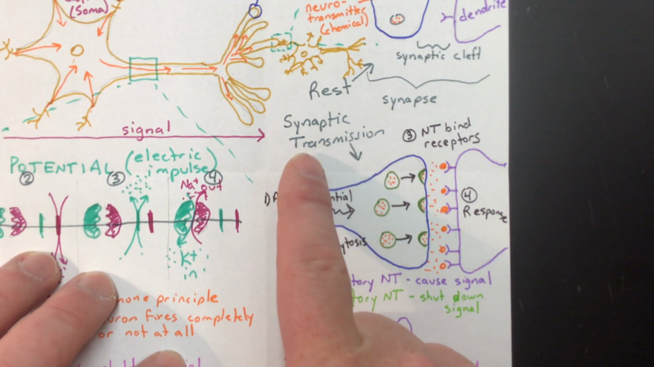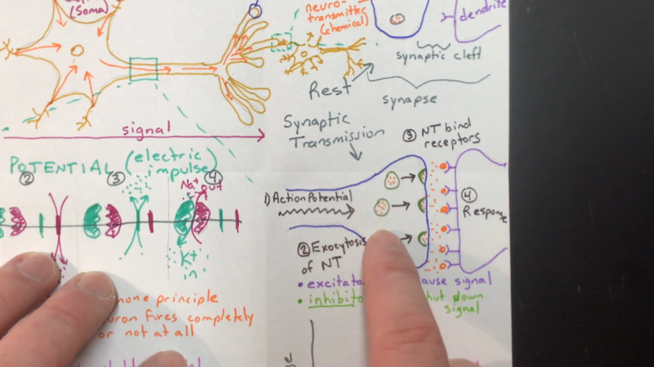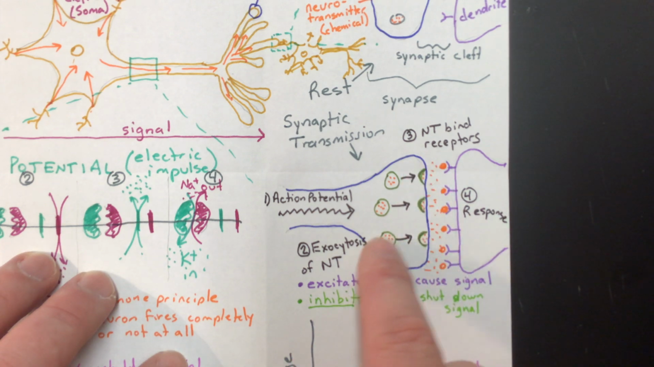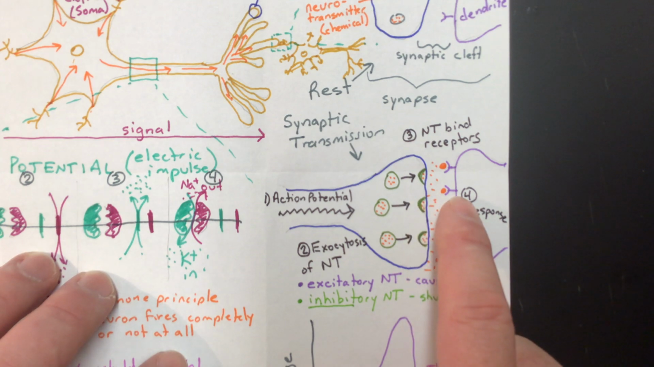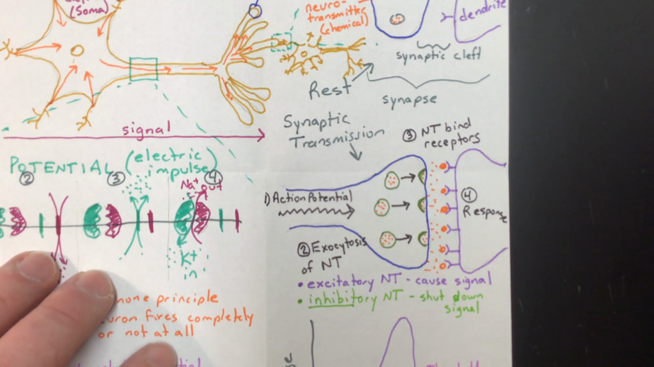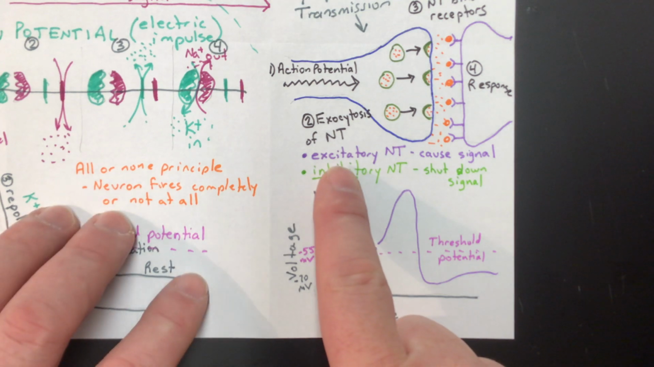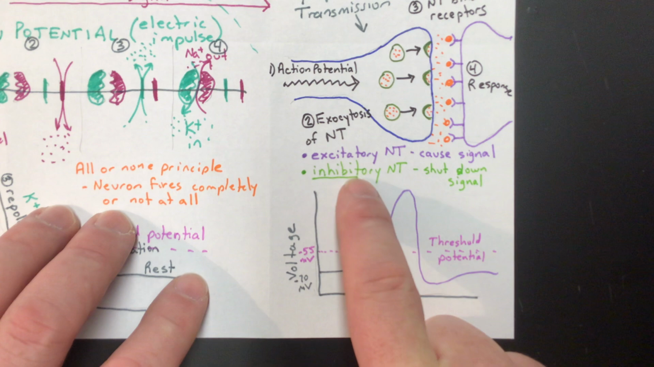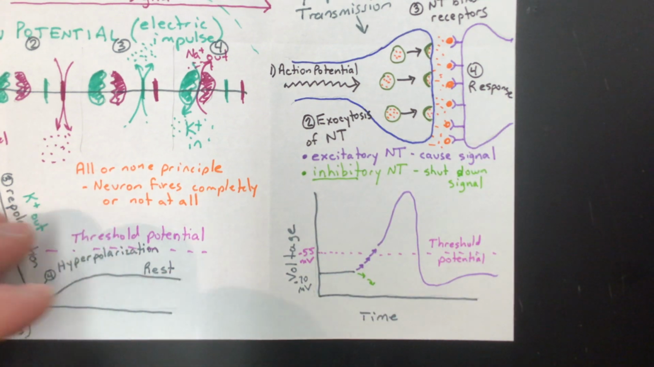synaptic transmission. Synaptic transmission involves exocytosis of the neurotransmitters, spilling those neurotransmitters out into the synaptic cleft, the gap between the two signaling cells. And then the chemical signal goes to the postsynaptic neuron, where neurotransmitters bind to neurotransmitter receptors. Those neurotransmitters can be excitatory and cause a signal in the postsynaptic cell, or inhibitory and stop a signal from happening in the postsynaptic cell.